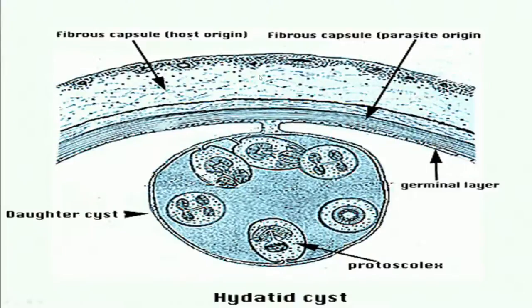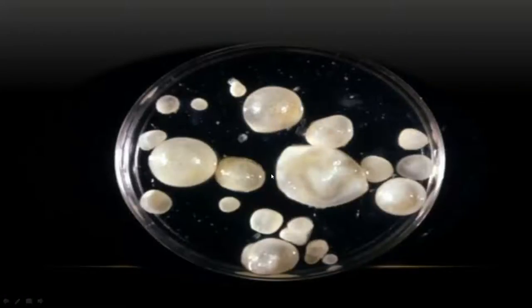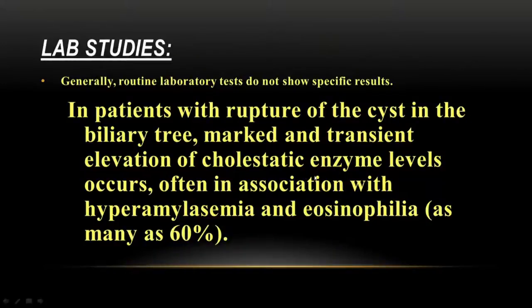So this is the fibrous capsule. This doesn't need to be removed. You can leave it attached to the liver. Then you have the parasitic origin capsule, then you have the daughter cyst and then the germinal layer. This germinal layer and daughter cyst must be removed, otherwise there may be chances of recurrence. A lot of scolices will be there. That has to be taken care of.